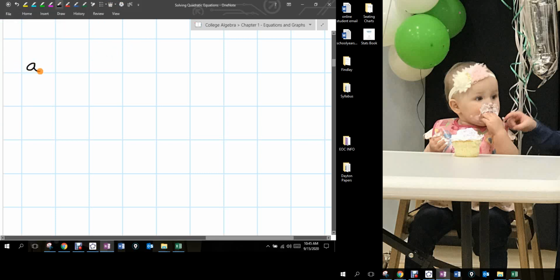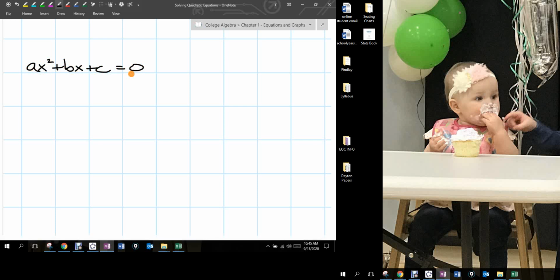I'm going to write down ax squared plus bx plus c equals 0. Okay? That's my general quadratic form. General quadratic equation format. We're going to factor that.